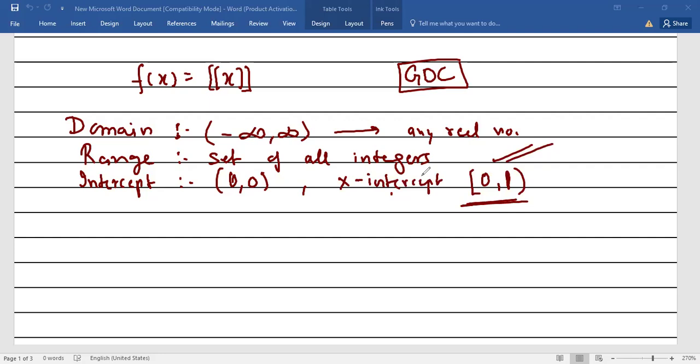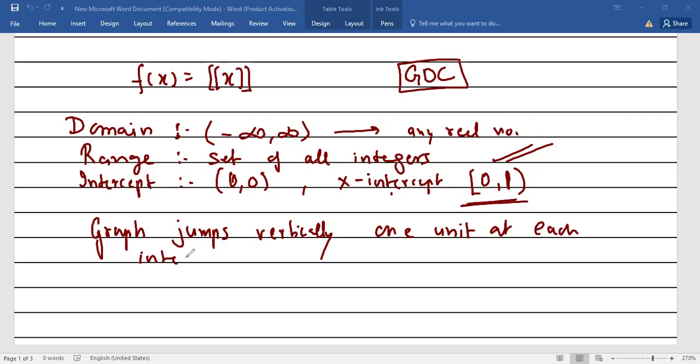Then this graph always jumps vertically 1 unit at each integer value. That is very, very important. So let me write this here. We will draw the graph also. So this graph jumps vertically 1 unit at each integer value. What does it mean?